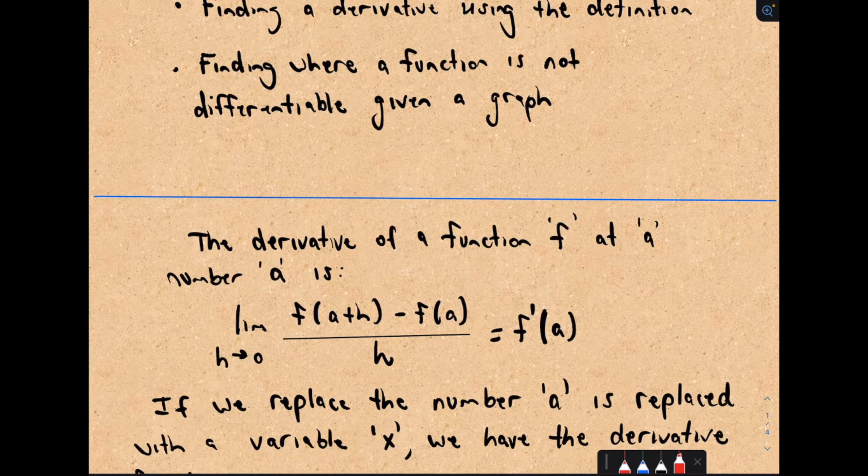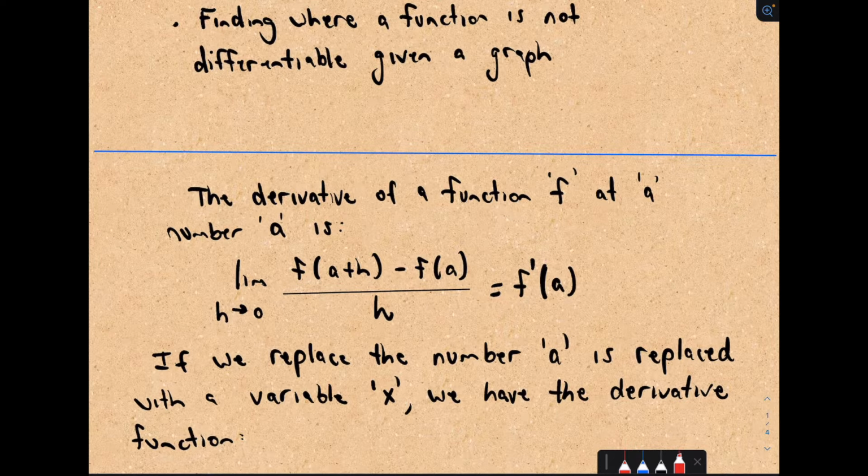So typically in a calculus course, when you first run into derivatives, they tell you about the derivative of a function f at a number a. And this definition we use is that the limit as h approaches 0 of f of a plus h minus f of a over h. Again, that's what we say is the value f prime of a.